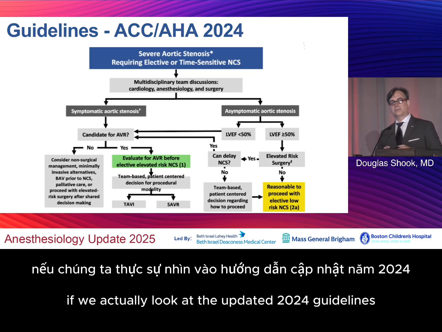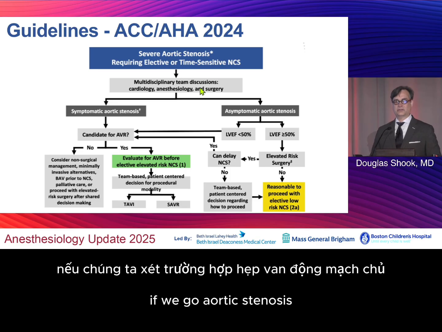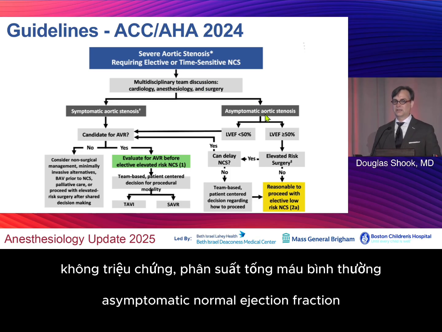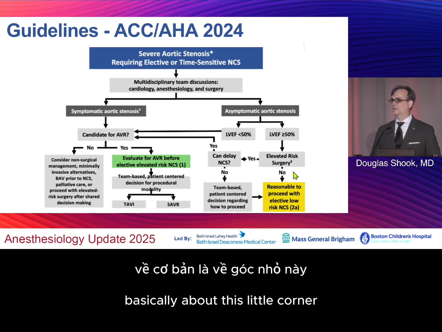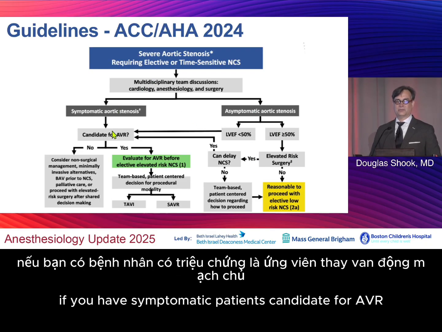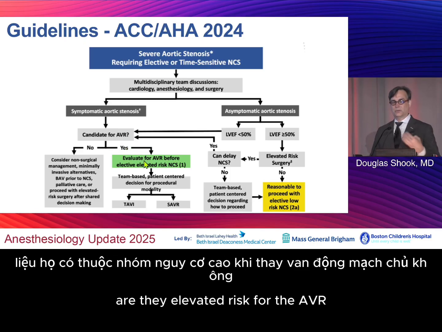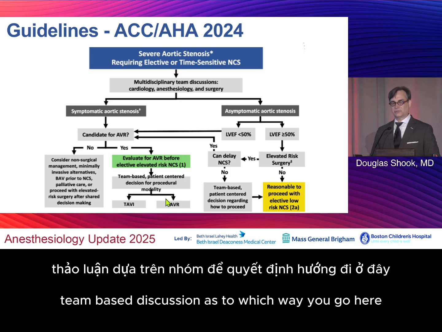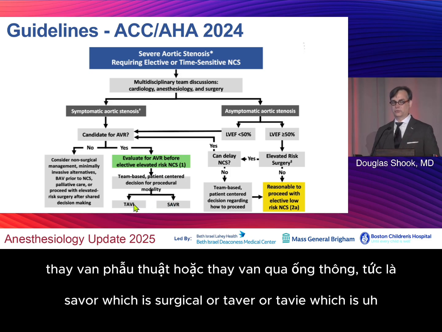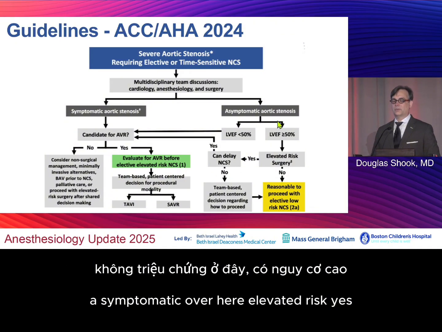If we actually look at the updated 2024 guidelines, if I follow that pathway I just showed you, we go aortic stenosis, multidisciplinary team discussion, asymptomatic, normal ejection fraction, non-elevated risk surgery, that's where you get to here. We've just been talking basically about this little corner. If you have symptomatic patients, candidate for AVR, if it's yes, you say, well, are they elevated risk for the AVR? Team-based discussion as to which way you go here, SAVR, which is surgical, or TAVR, or TAVI, which is the percutaneous route.